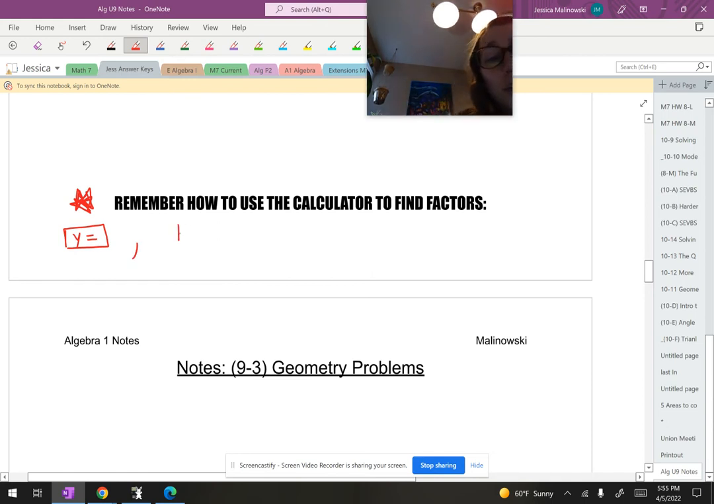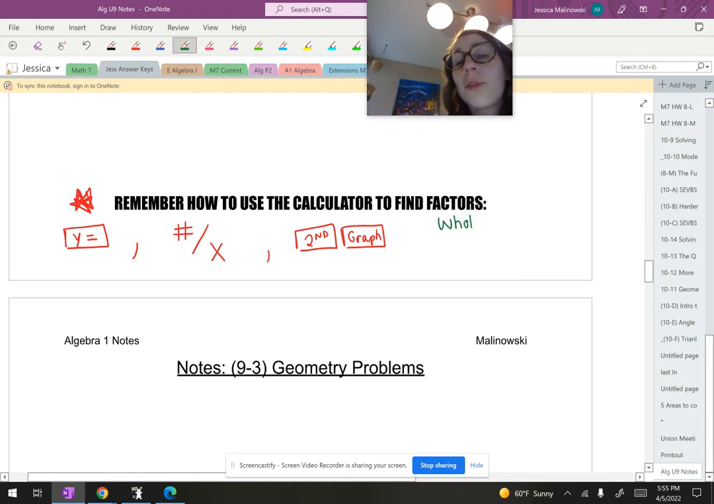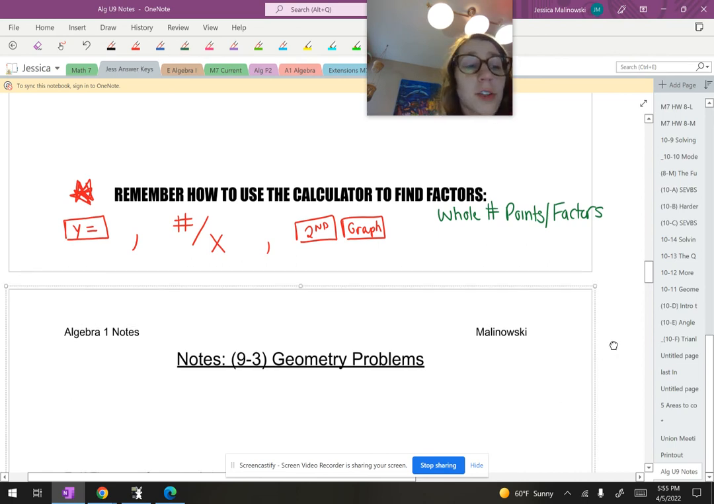Next, you type in the number that you want the factors of divided by x. Next, you hit the second button and your graph button to get you to your table. And once you're there, you're writing only your whole number points, aka factors, because this time we're just looking at two numbers that are multiplied. So your whole number points and factors only. You're just not going to worry about the decimals.